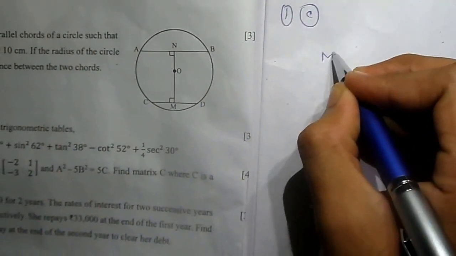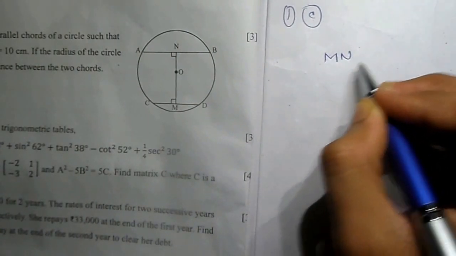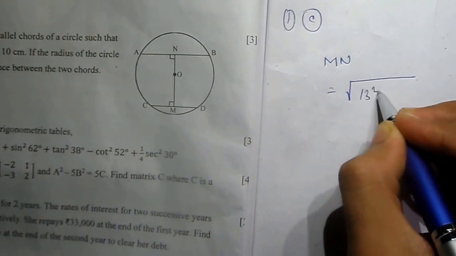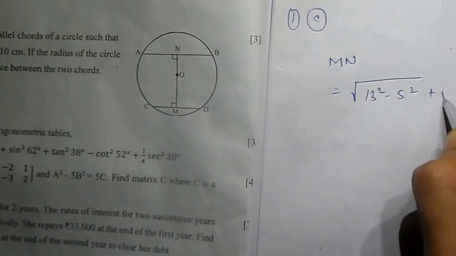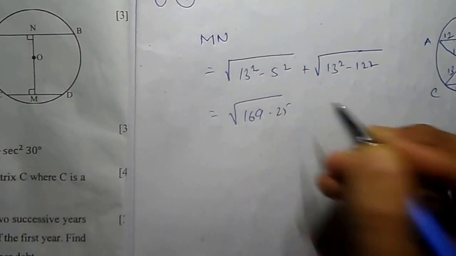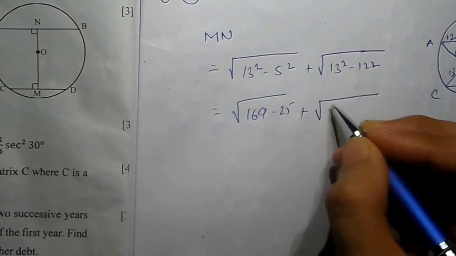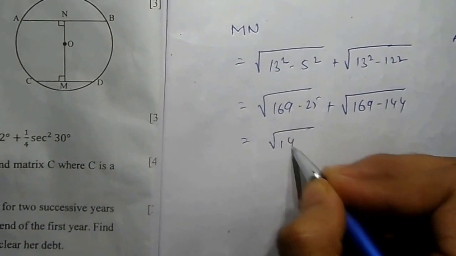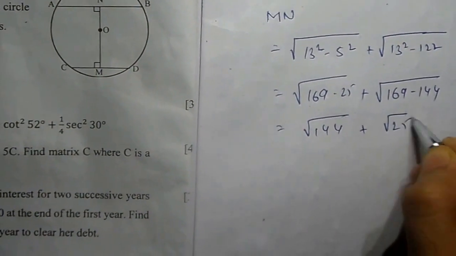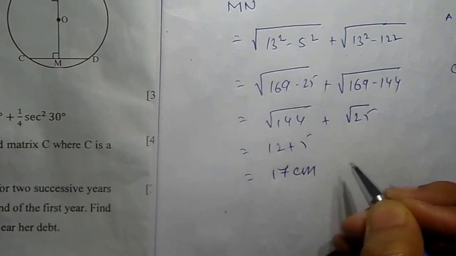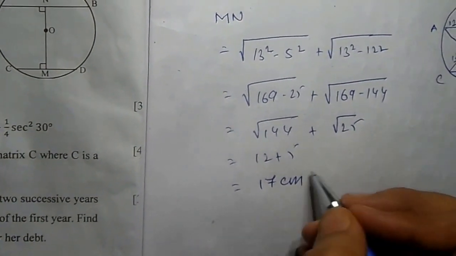We have to calculate MN, the distance MN. Okay, so the distance MN will be equal to root over of 13 square minus 5 square plus root over of 13 square minus 12 square. Okay, now that is equal to root of 169 minus 25. I know my squaring is quite good, thank you. Plus root of 169 minus 144, so it will be equal to 144 plus 25, that's 12, plus 5, that is 17 centimeter. So the distance between the two chords is 17 centimeter.